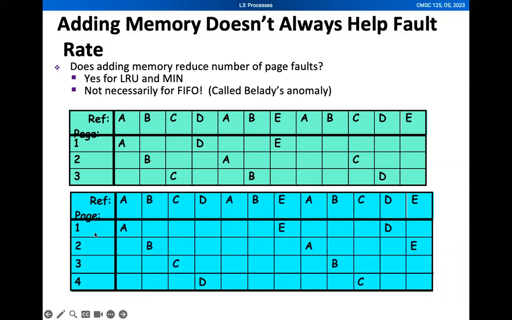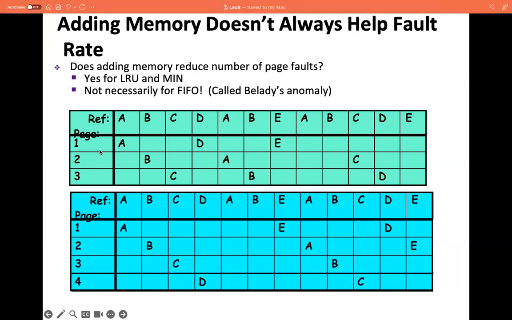So let us see. So suppose we now have 4 frames instead of 3. So we can see that firstly we load A, B, C, and then D. Here we have a free memory for D, and then A and then B are already loaded, and then next for the E, we must look for a new one, and we replace A since it was the first one to come in.